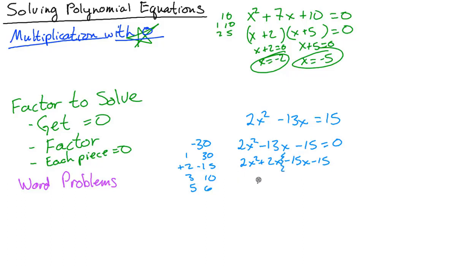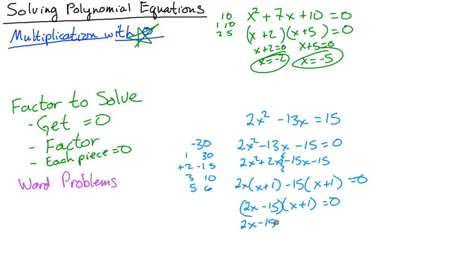Grouping now. Chainsaw. 2x, x plus 1, minus 15, x plus 1 equals 0. So this is 2x minus 15 times x plus 1 equals 0. Set each one equal to 0.